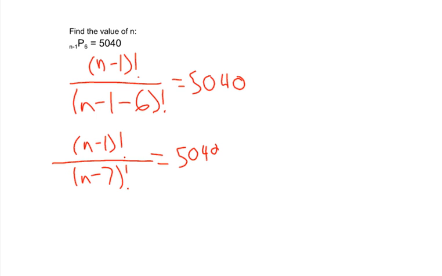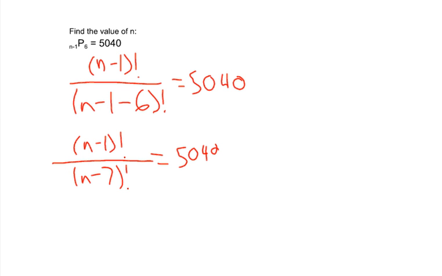How can we expand the top here? I can go n minus 1. So when we have factorial, we go n minus 1 times, what's next? Good, thank you, n minus 2, because n minus 2 is 1 less than n minus 1. So we can go all the way: n minus 1, n minus 2 times n minus 3 times n minus 4 times n minus 5, n minus 6 times n minus 7 factorial.